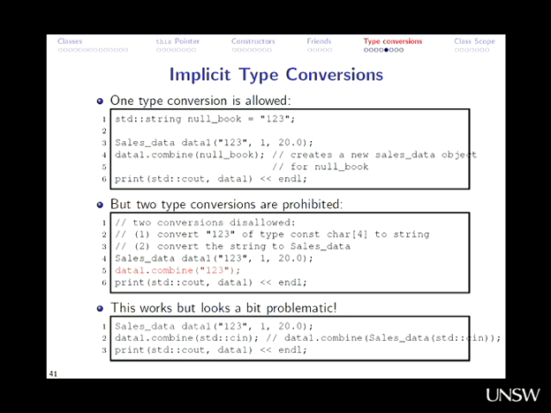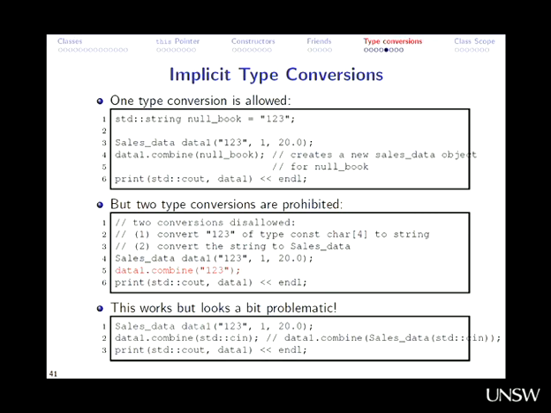But the good news is you can't do it twice. So convert 123 to a const char pointer. 123 just like that is a const char, one of these things that we had back in C land. If we want to convert that to a string and then convert the string to a sales data object, it doesn't work. So again, we create data1. If we just said data1.combine 123 like that, it doesn't work. So the top one of those things worked, the next one down doesn't.